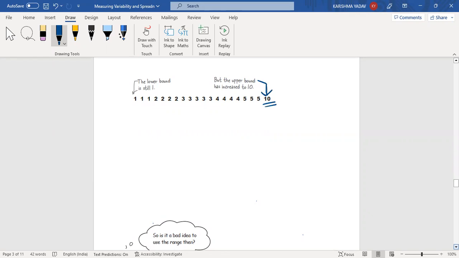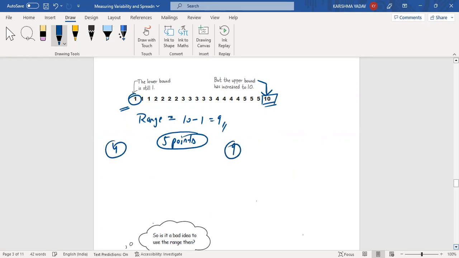Okay, now let's just look at the range of this data set. The lower bound is still 1, and because of the outlier, the extreme high value here, the upper bound has changed to 10. So the range would be upper bound minus lower bound, that is 9. We can see that the range has increased, because previously we had a range of 4 and now we have a range of 9, so the range has increased by 5 points.